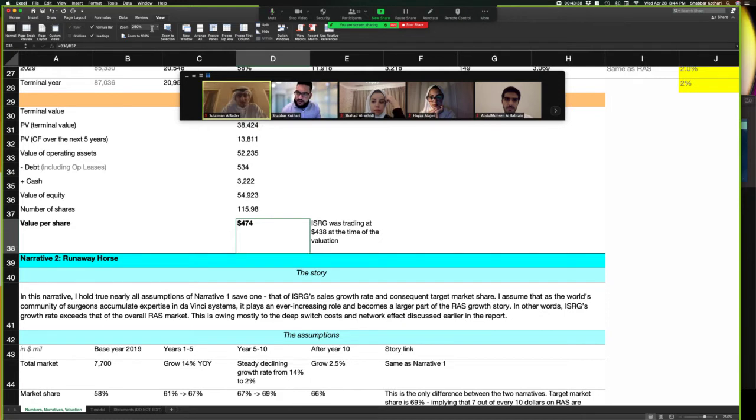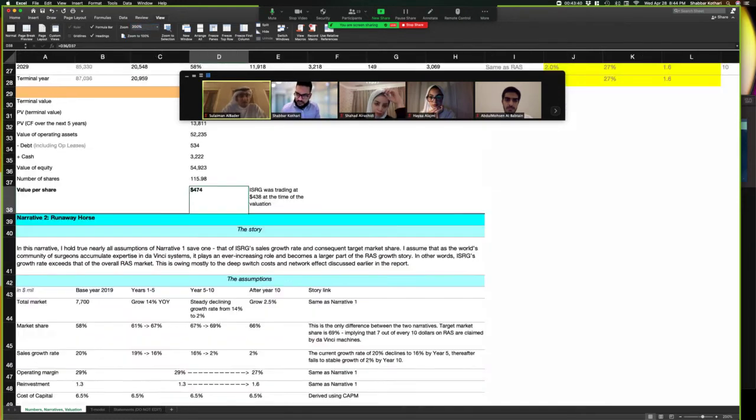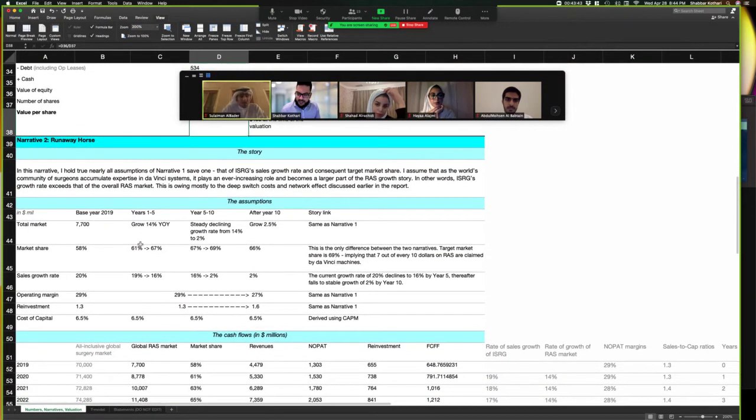Okay, now, in the interest of time, I'm going to jump to narrative 2. And there's not much to discuss here because I kept most assumptions the same. I wasn't going to change anything about the total market. That remains what it is. I kept my assumption about operating margins the same too, because I do believe that that's something that's not going to change very easily, those advantages that ISRG has over its competition. Reinvestment, same assumption. Cost of capital, same assumption. So what did I change for narrative 2?